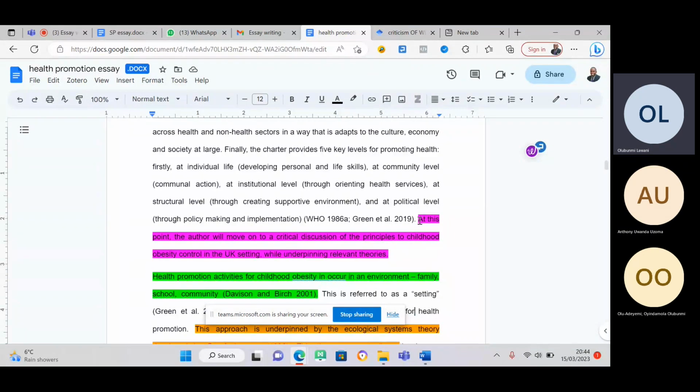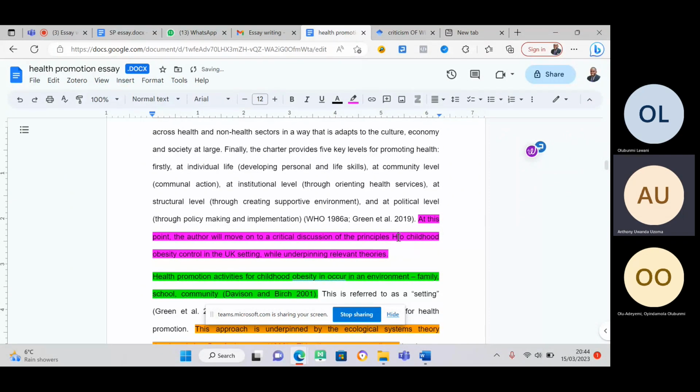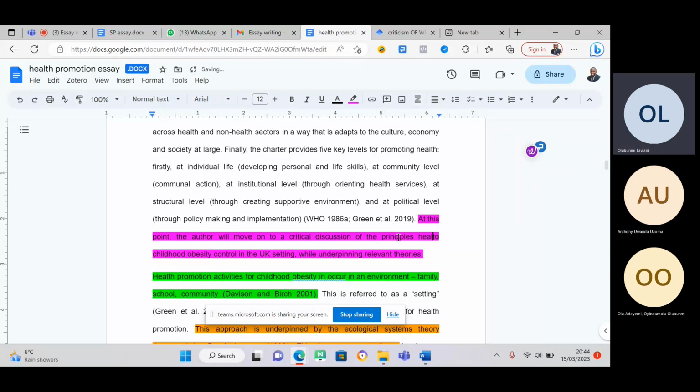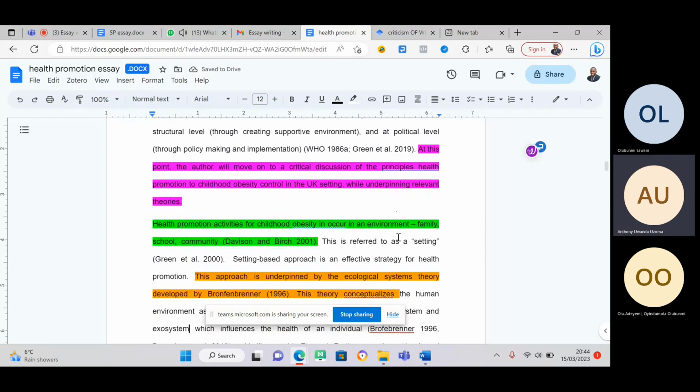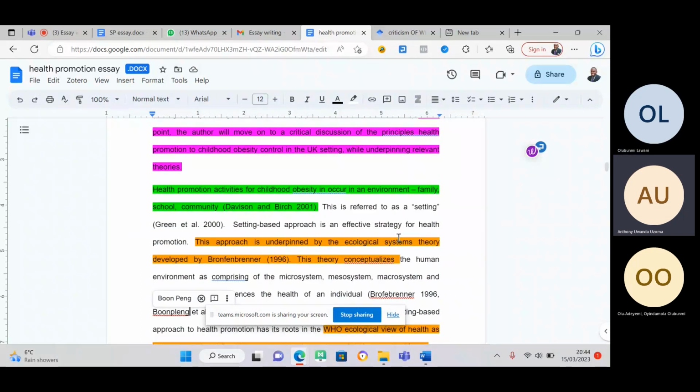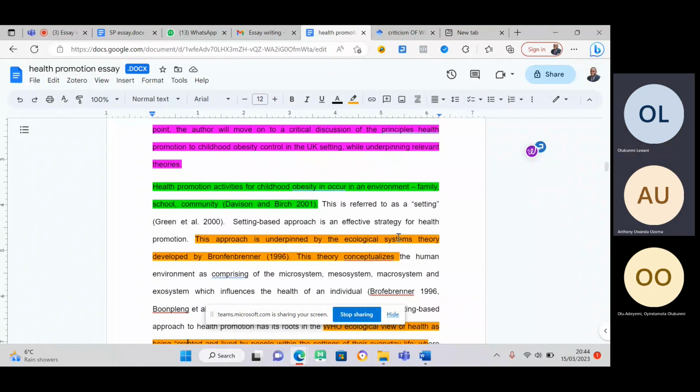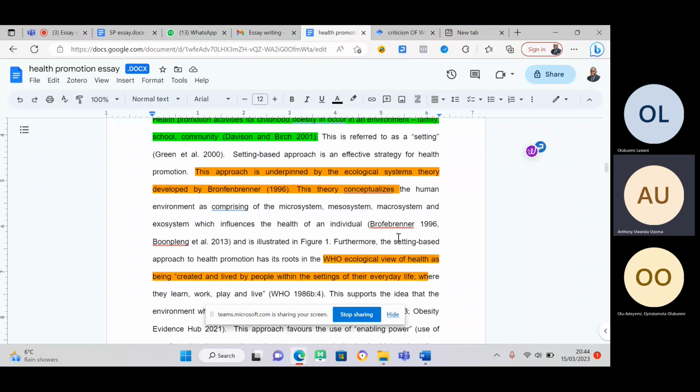So I now said what at this point the author will move on towards a critical discussion of principles of health promotion to childhood obesity. So there should be health promotion here. Then that means this section now is about childhood obesity. So what else is writing?